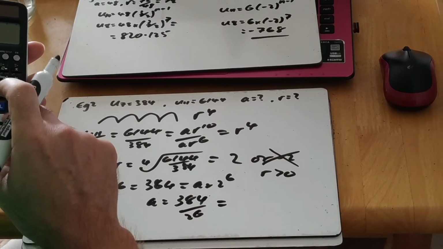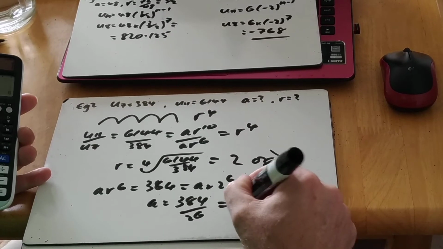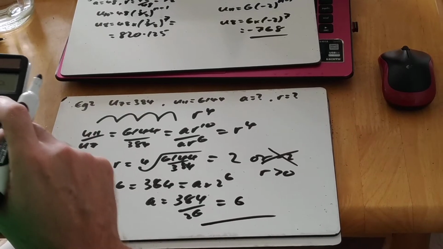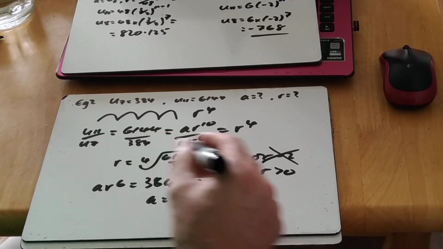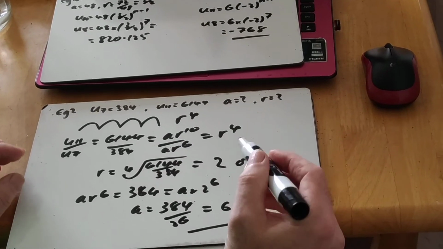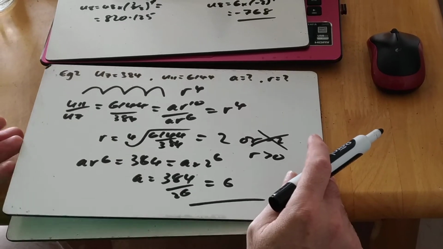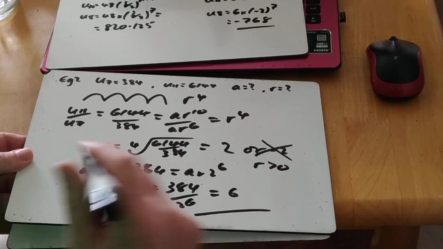384 divided by 2 to the power 6 equals 6. So be aware when we've got even roots to get R, we've got a plus or minus. So read the question carefully. The question said it had to be positive, so I can ignore the minus 2 solution. So R has to be 2 and A equals 6 in this case here.